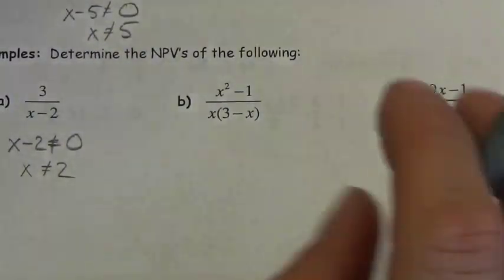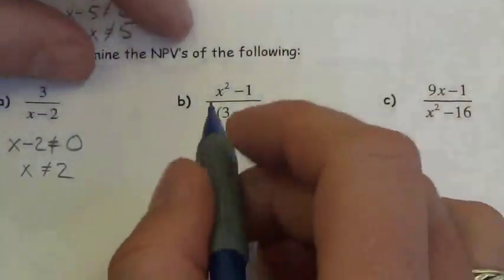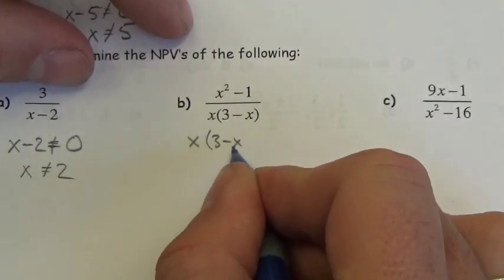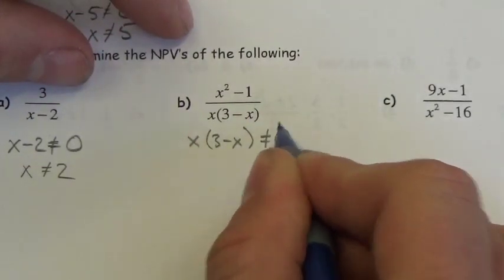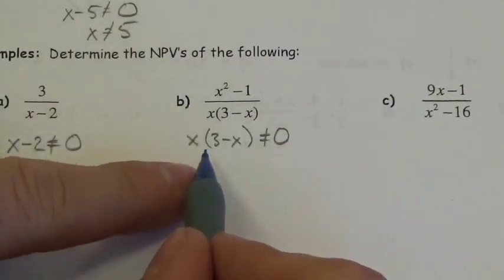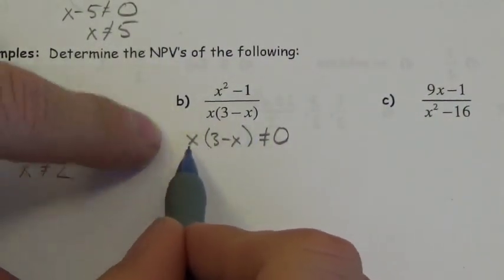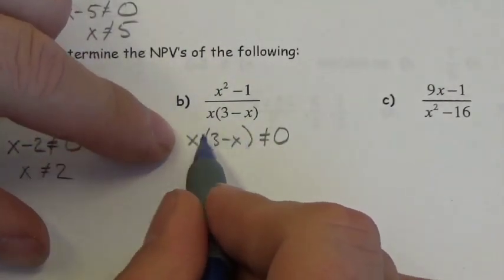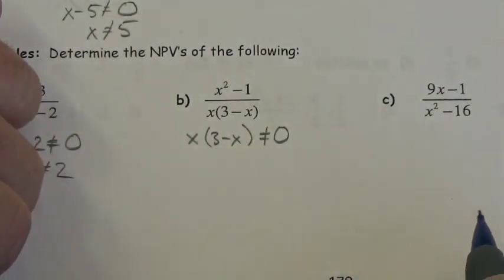But because the question is just asking for the non-permissibles here, what we're stating is that x multiplied by 3 minus x, I can't allow that to go to 0. Now, this expression here has got two parts multiplied together. The x multiplied by the 3 minus x.